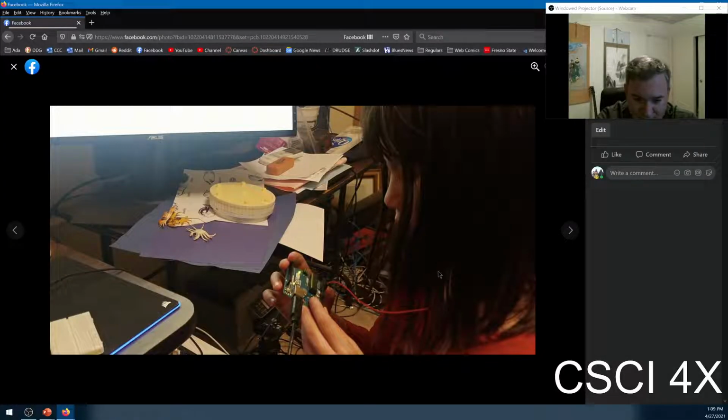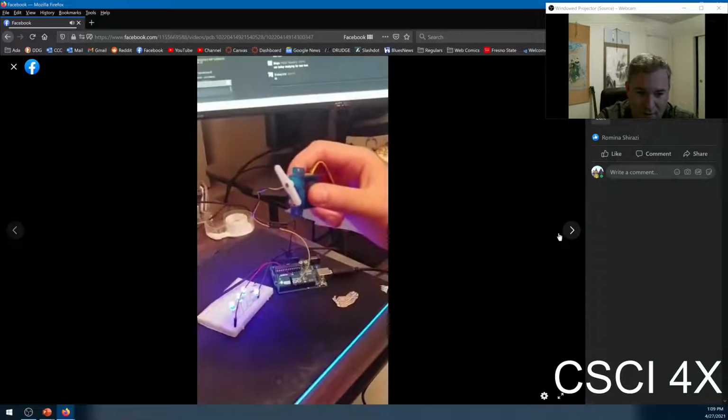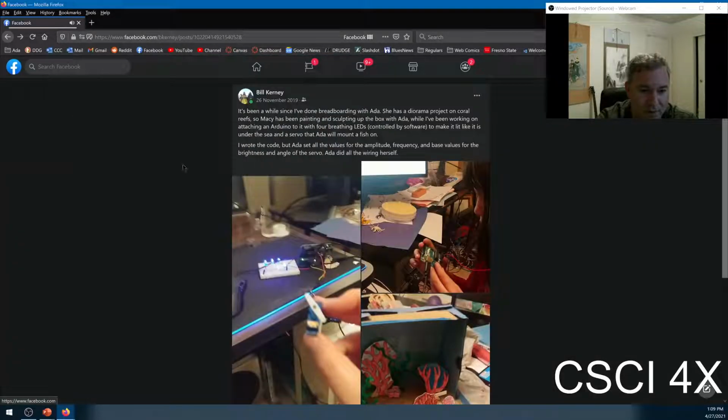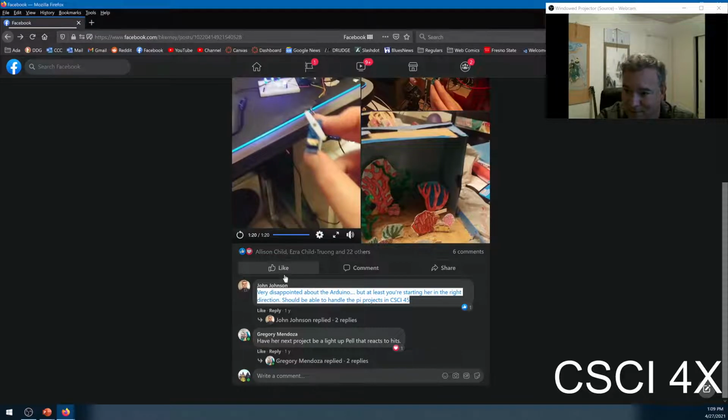Here she is wiring the thing. That's her physical, non-electronic diorama prior to electrifying it. So she did research on different kinds of coral reefs and things like that. And then, so your diorama is coming along nicely. And then we used an Arduino for that instead of a Raspberry Pi.